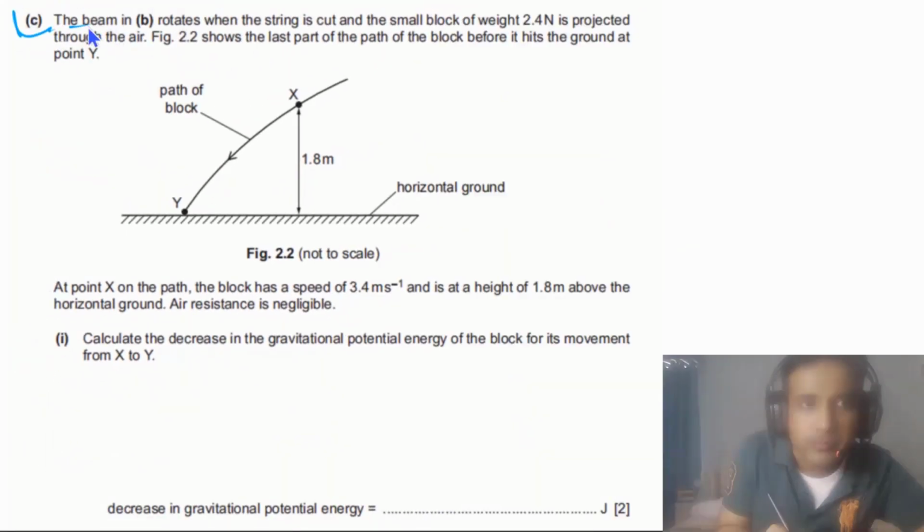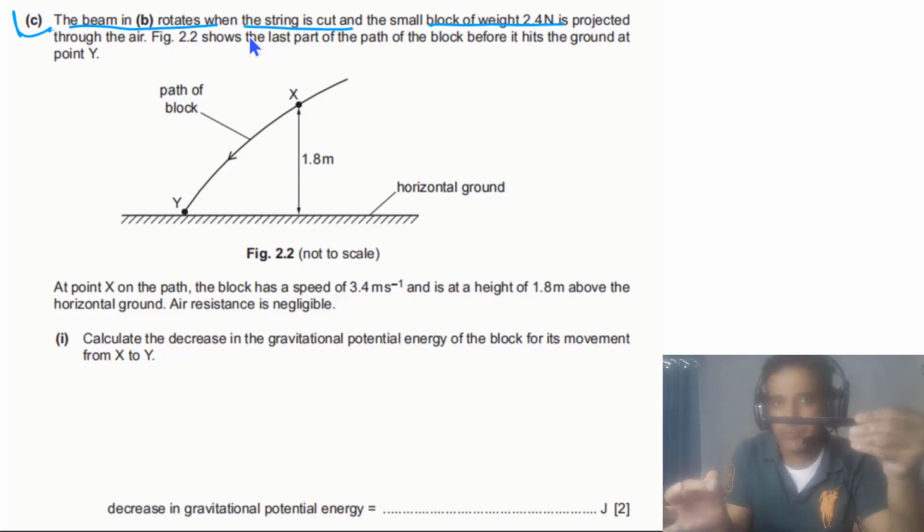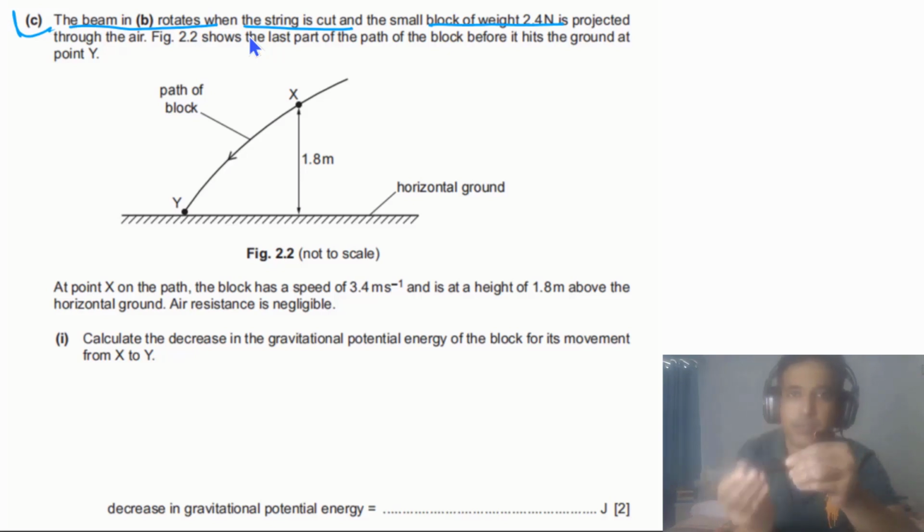Part C says the beam rotates when the string is cut and the small block of weight 2.4 newtons is projected through the air. So simply, first of all, we have the block like this. It was tied with a string, and when the string is cut, this beam rotates like this. So this is what is happening in this case.